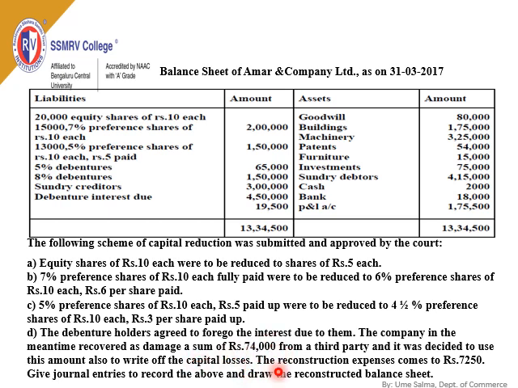The reconstruction expenses, as you know from the previous problem also, are the expenses they incurred for the reconstruction purpose, and they have come to 7,250. So by seeing this, now we move on to the journal entries. Let us pass the necessary journal entries based on these adjustments made.